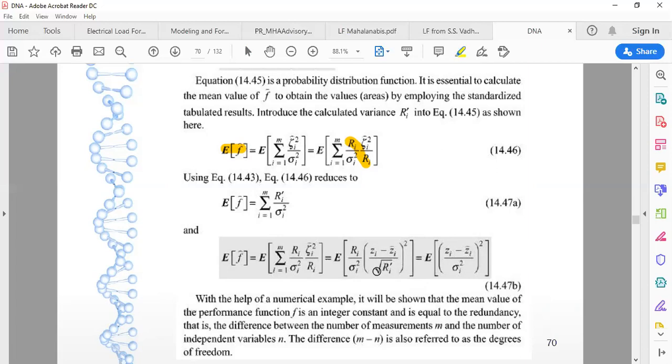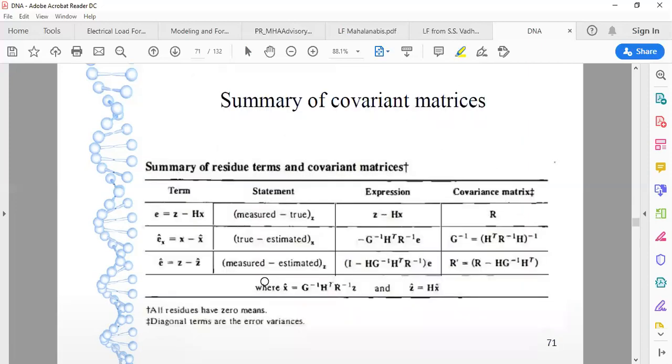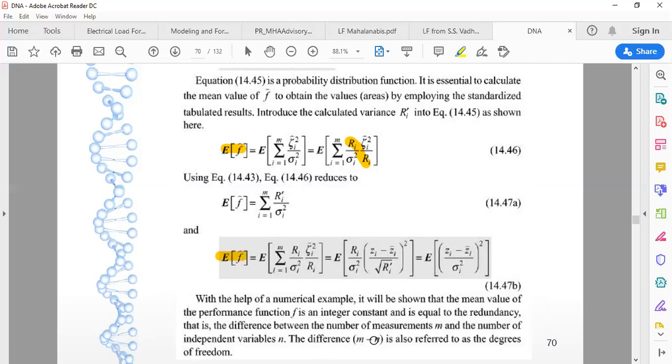So now fortunately we can verify whether this equation or expected value of performance index is true or not, because this will result in m minus n. So always keep this in mind, the value of this expected function will show you a degree of freedom or degree of redundancy, which is nothing but m minus n. So with the help of this, we can find out that the mean value of performance index is an integer constant and it is equal to redundancy. What is redundancy? Difference between measured variables and state variables, which is m minus n. It is also known as degrees of freedom.